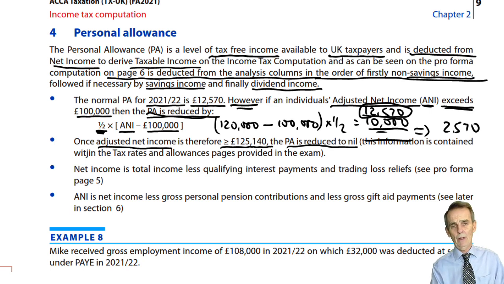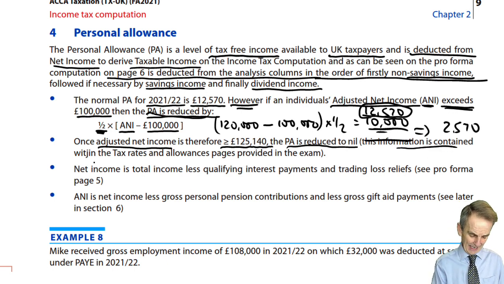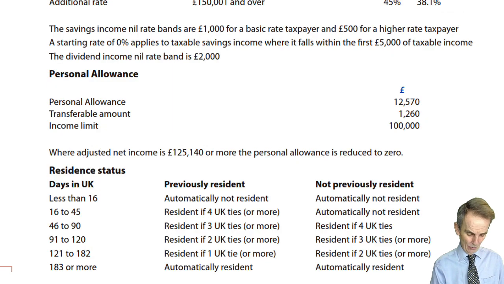So 125,140 minus 100,000 is 25,140. Take half of 25,140, and surprise, surprise, it's £12,570 there. Now, this information is contained within your tax rates and allowances pages provided in the exam. And all being well, that's the one there.